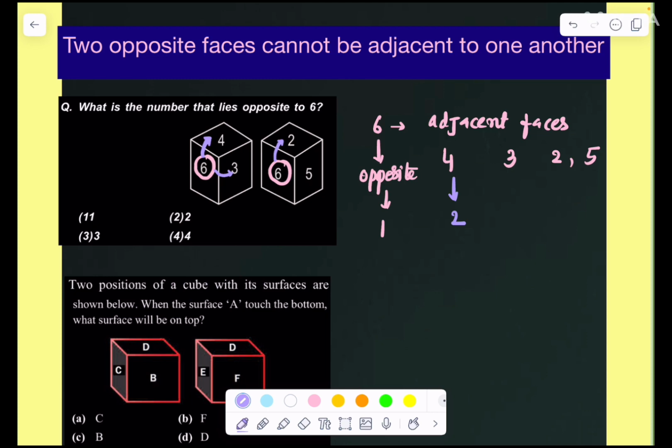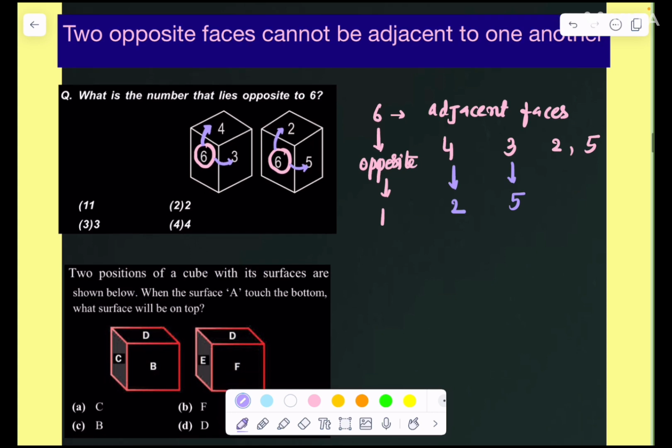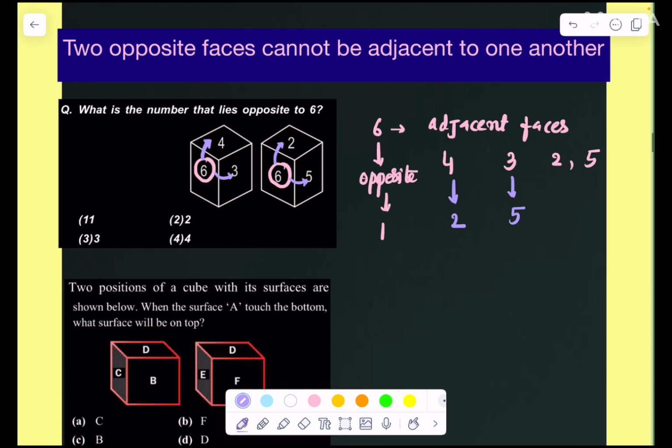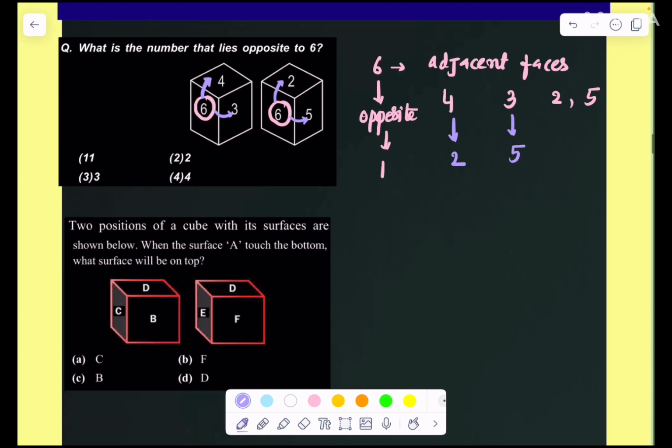3 only. And 6, anti-clockwise, what is the face value? 5. And 3 and 5 are also opposite faces, right? So in this way we can check it. Two opposite faces cannot be adjacent to each other. Based on this logic, we found the opposite faces.